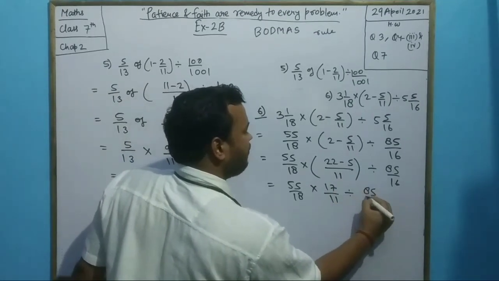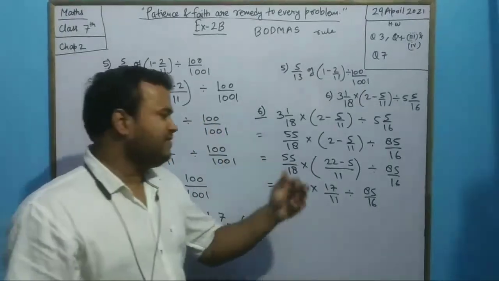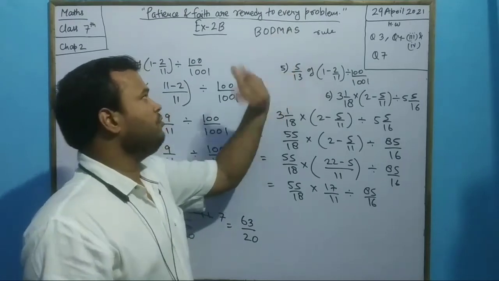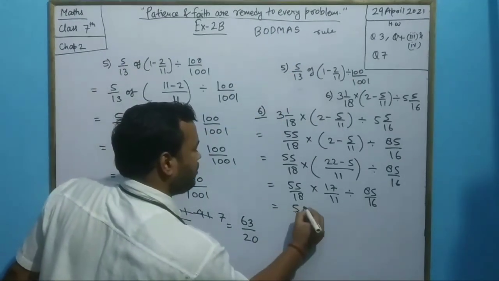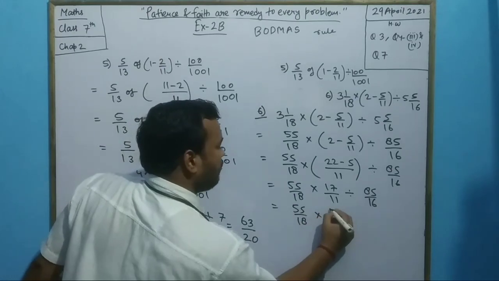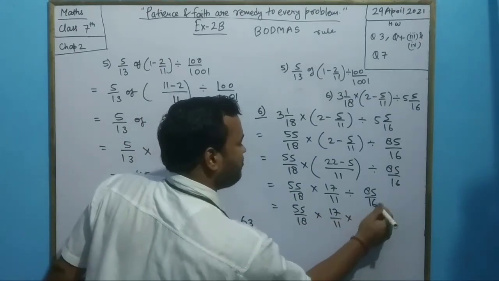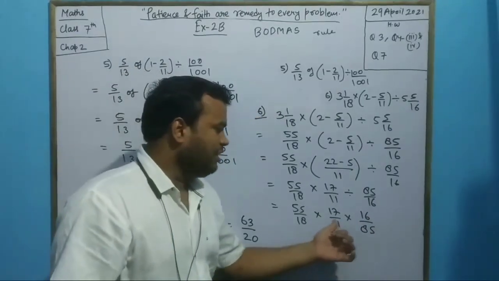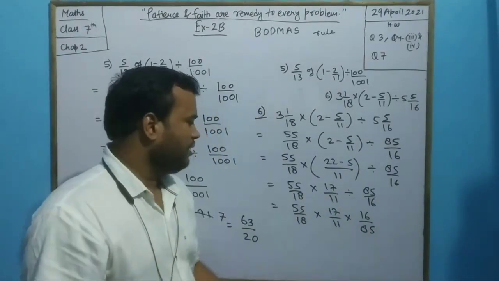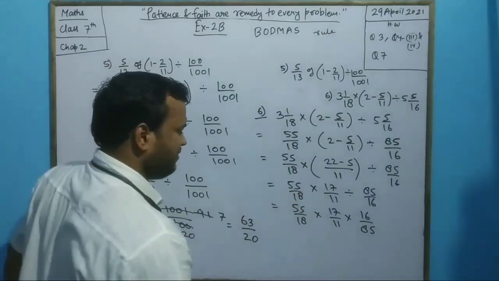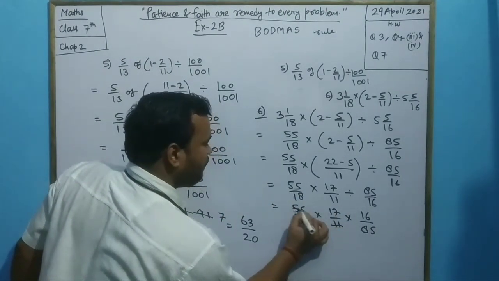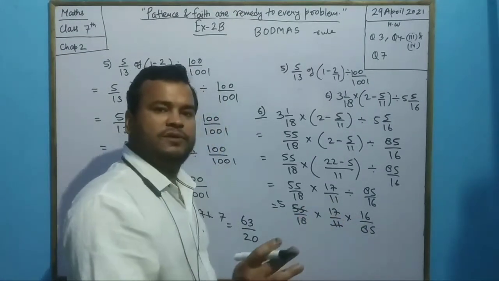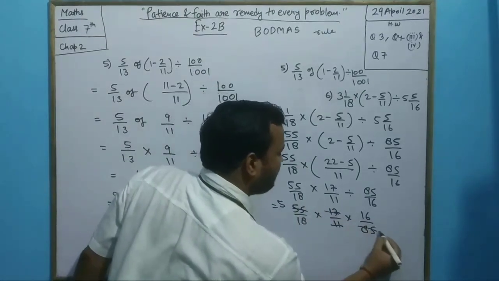Division 85 upon 16. There are two operations left, multiplication and division. Division comes first, then multiplication. So division will be operated first. When division is converted to multiplication, we will take reciprocal, that is 16 upon 85. Now all the signs are of multiplication. So let us cancel out the common factors. 11 5 times, it will be 55. Now 17 and 85. 17 5 times, that will be 85.